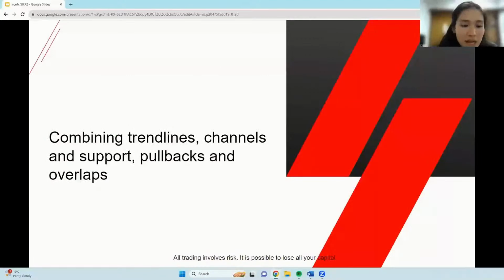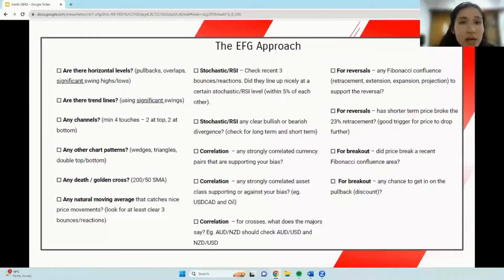Okay, now let's combine trend lines, trend channels, support lines, pullbacks, and overlaps. Here is just a checklist. You can screenshot it if you want. I'm just gonna get rid of my face. When I was starting out with technical analysis, this checklist was really helpful for me. It's just a list of things to look out for.